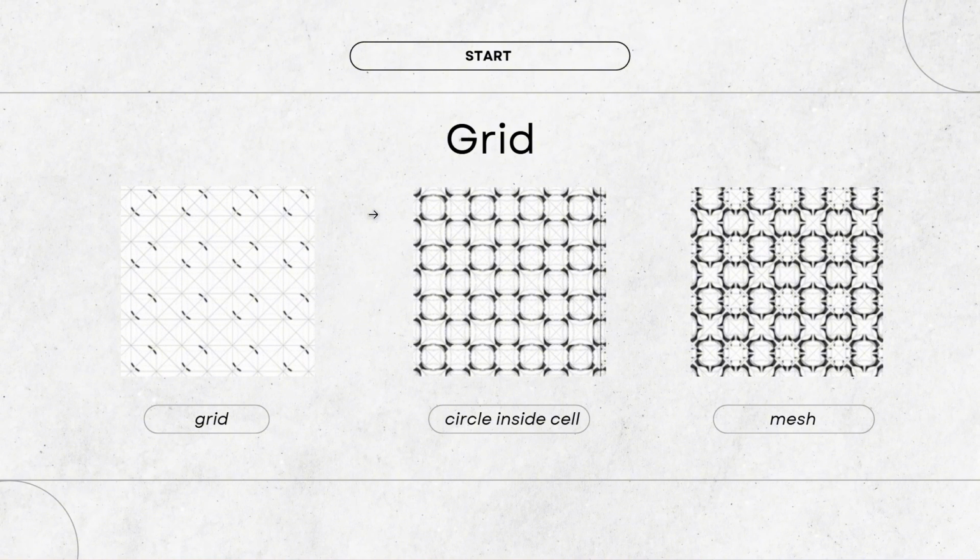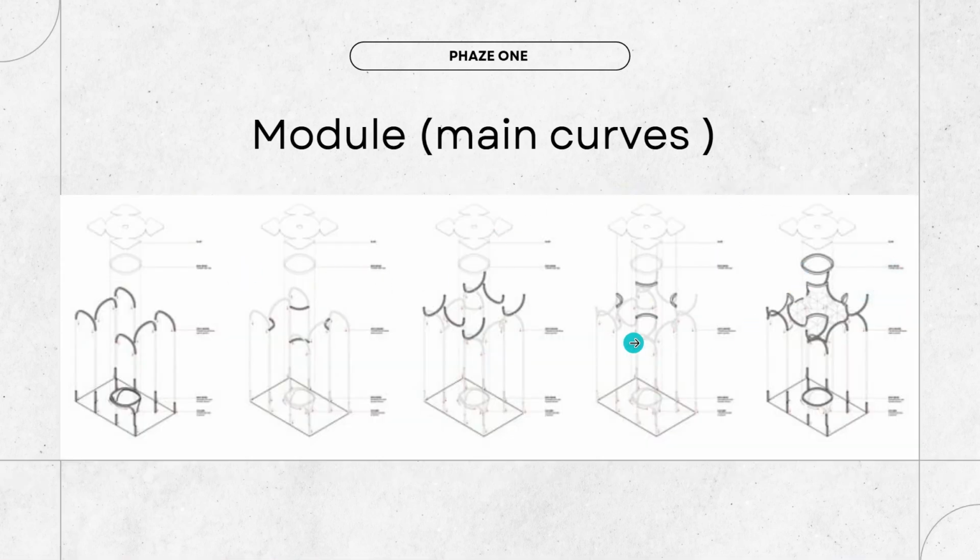You can understand the base of the building, which is all about the grid, and in each cell of the grid the semicircular shapes will be placed, and then we have the mesh, which we'll talk about later on. So the building is all about one module that will be repeated to create the building, and the first thing we have, phase 1, is the main curves.